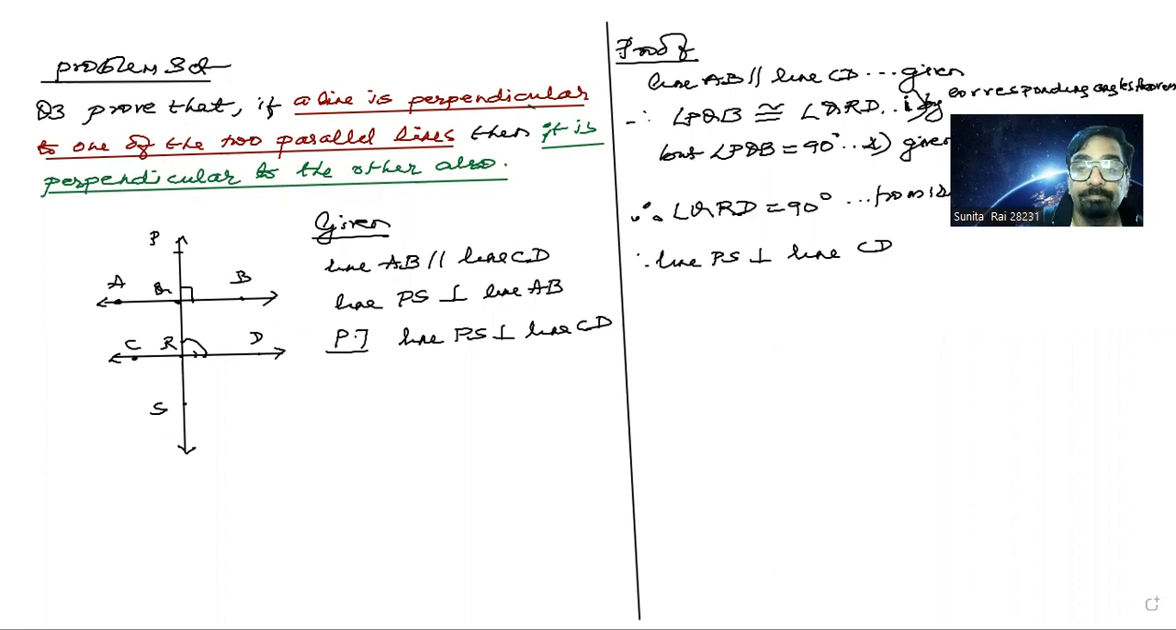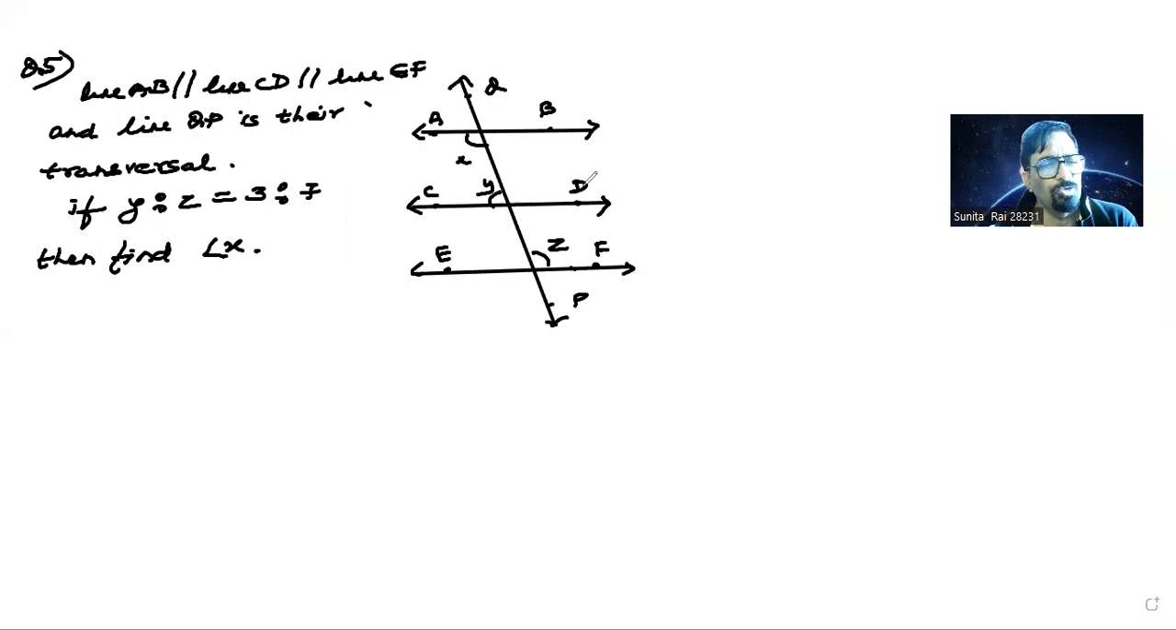Very simple question, children. Line AB is parallel to line CD, parallel lines here. The only difference is we are seeing three parallel lines for the first time. Line AB is parallel to line CD, which is parallel to line EF. All three lines are parallel. And you can see this line QP is a transversal. All three lines have one common transversal.